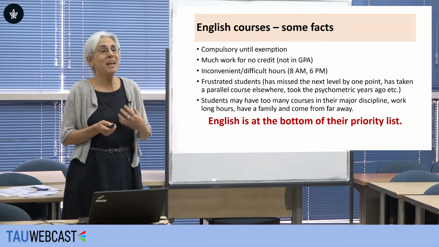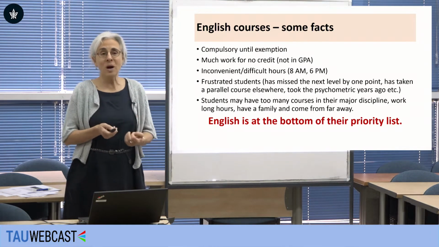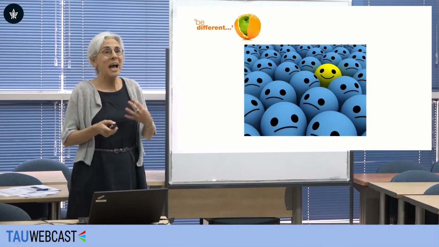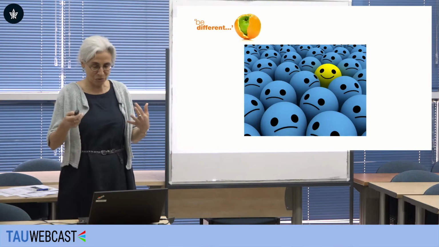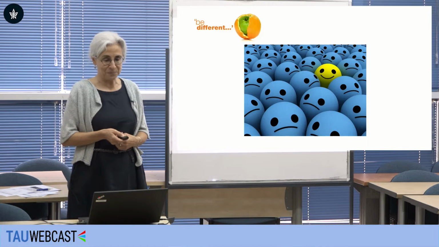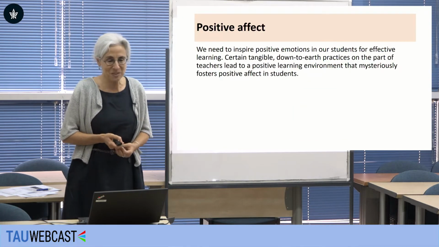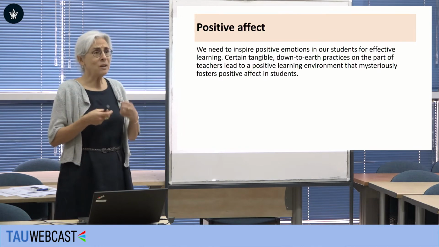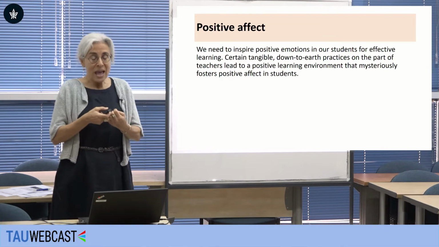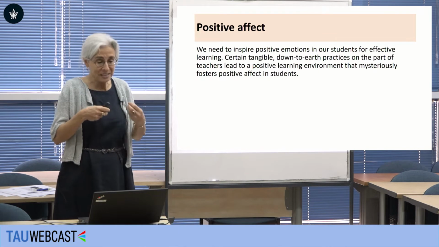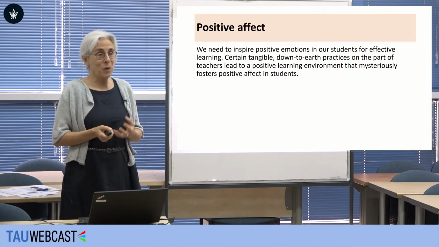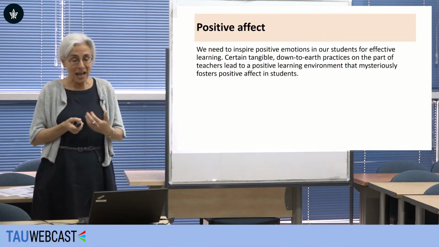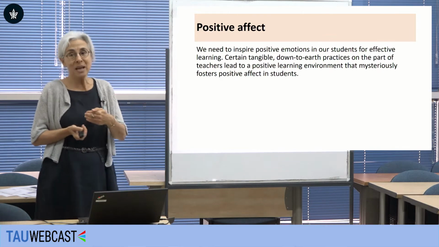So what can we do? We really have to do something about this. We're not like their 101 teachers, those introductory courses that they have to take, and they're very, very important for them. We have to be different. We have to make a difference. And what can we do to make them want to learn English in our courses? So this is where positive affect comes into play. We need to inspire positive emotions in our students for effective learning. There are certain things that are really down-to-earth practices that we as teachers can do, and we create a positive environment that mysteriously fosters positive affect in our students. Now, whether or not we experience positive affect while doing something or thinking about something, it determines our attitude toward that thing and our willingness to engage in that behavior in the future.